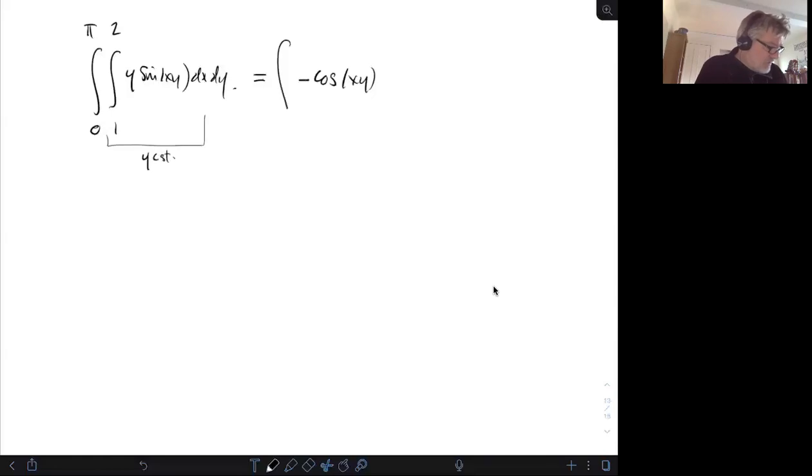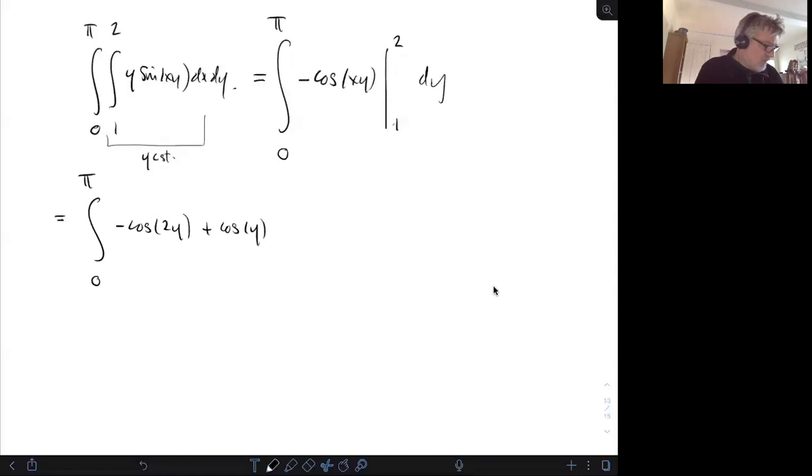So this is the integral. This is the outside integral, which I haven't touched yet, right? This is minus cos of xy between 1 and 2, dy. So I've just computed an antiderivative for the inside integral. So this is integral 0 to pi. I evaluate that, this is minus cos of 2y plus cos of y.